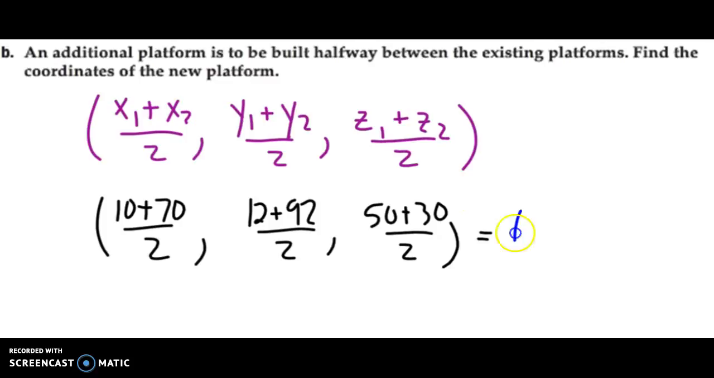So my answer, my ordered triple, is going to be, well, 10 plus 70 is 80 divided by 2 is 40. 12 plus 92 is 104 divided by 2 is 52. And 50 plus 30 is 80 divided by 2 is 40. So the location of that platform in the middle would be 40, 52, 40.